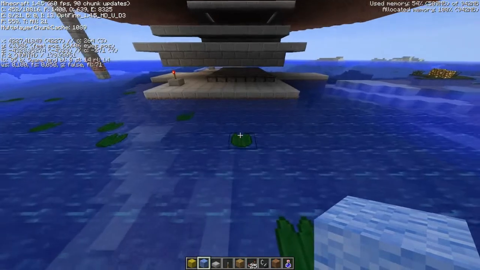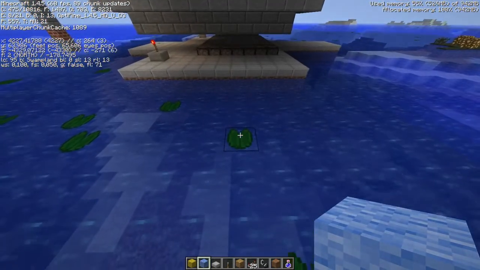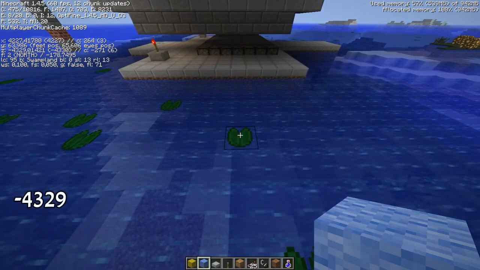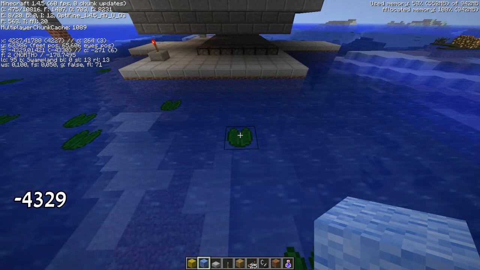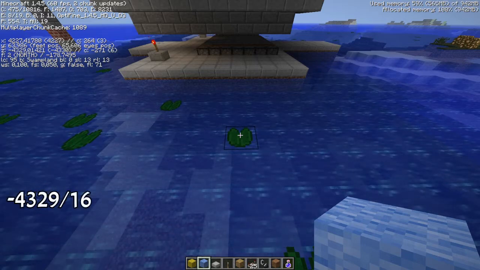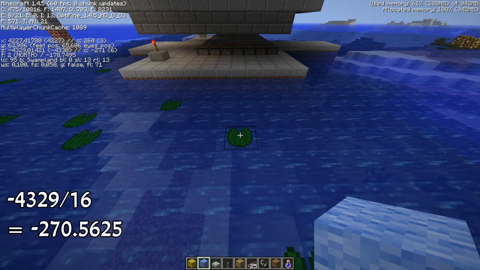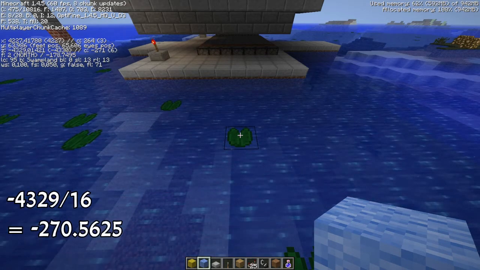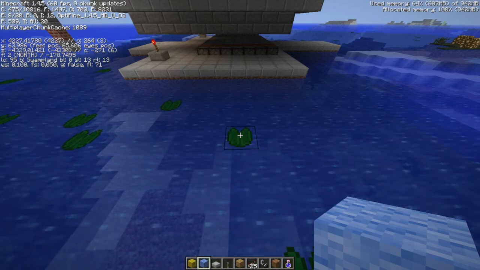So what I usually do now is I just take a spot, let's say right here. So we are at minus 4,329. Now we take that very number and divide it by 16. That's going to give us minus 270.5625. It doesn't really matter what exactly. All we need to know is it's an uneven number.